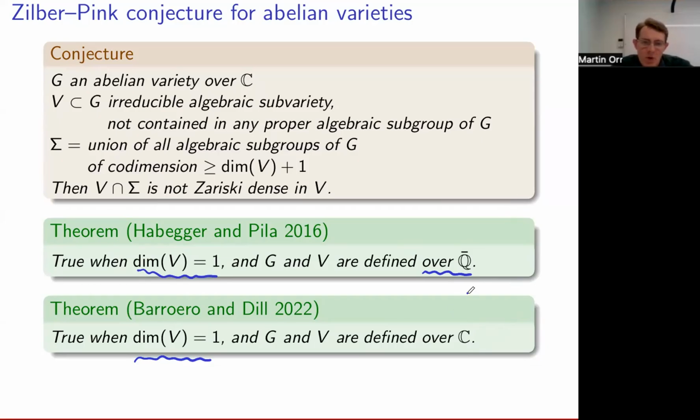And for the rest of this talk, I'm going to stick to talking about things that happen inside these conditions. So I'm going to talk about effectivity, specifically when V is a curve and things are defined over Q bar.